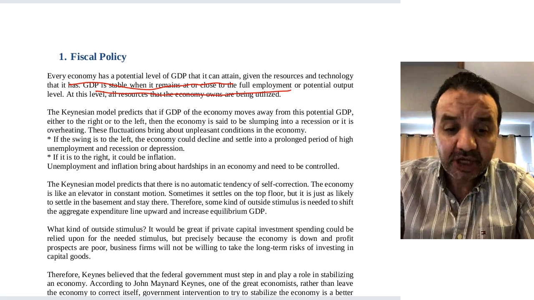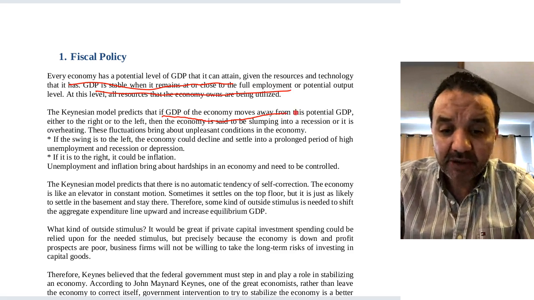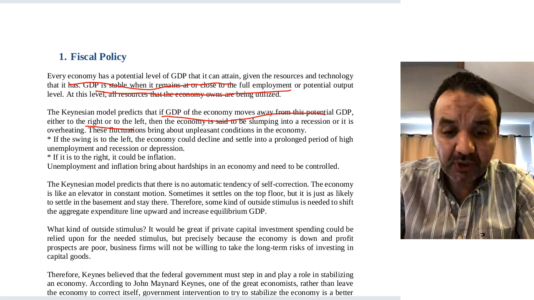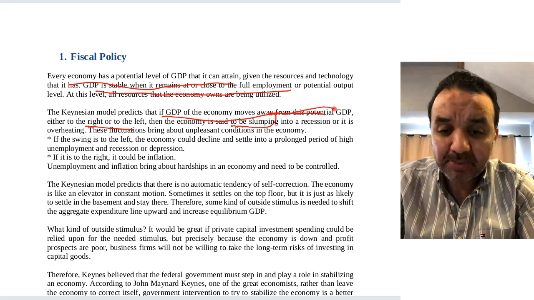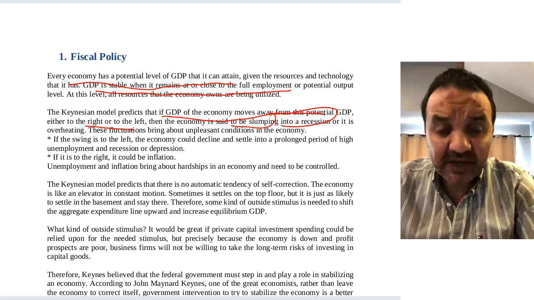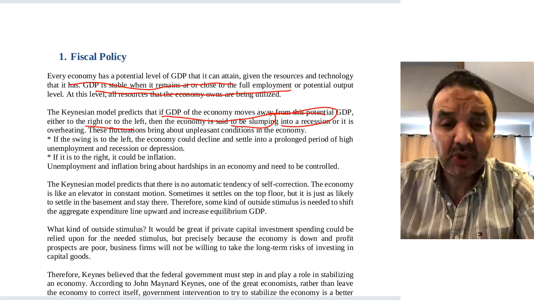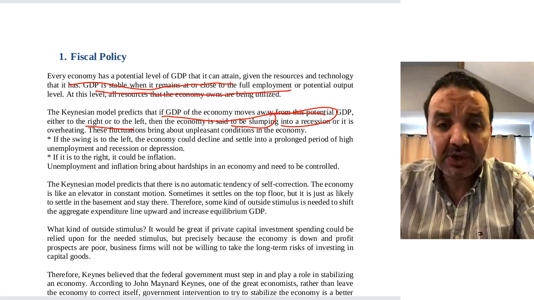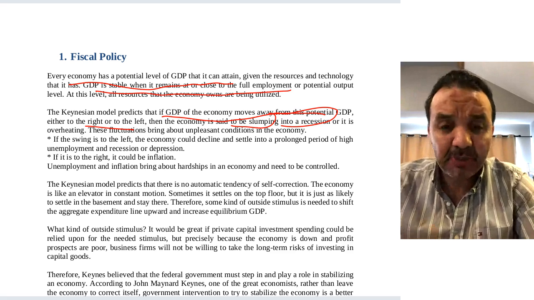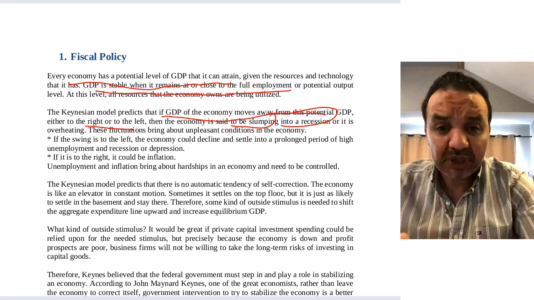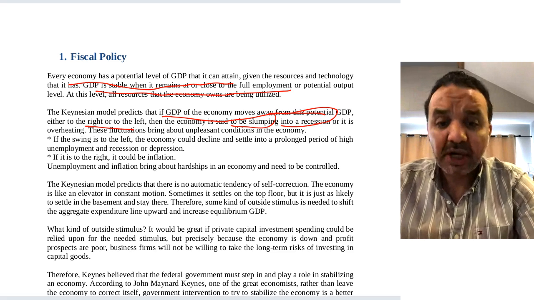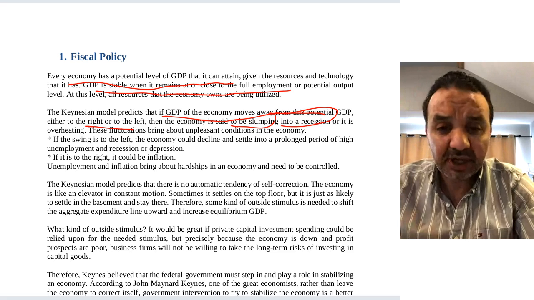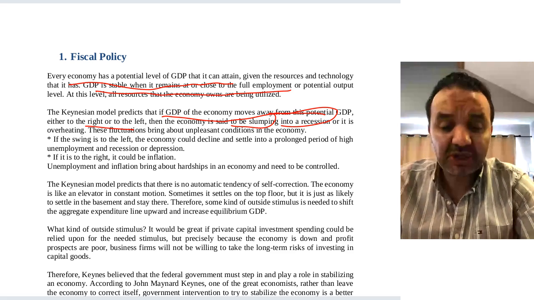The Canadian model predicts that if the GDP of the economy moves away from this potential GDP, either right or left, then the economy is said to be slumping into a recession. In a previous video, I explained what we mean by recession, what we mean by expansion, and the different phases of the business cycle. Whenever there is a recession, we should expect that many people lost their jobs, unemployment is high, the consumption level went down, the level of investment also went down, and many factories closed down. Typically, whenever there's a recession, the market is bad.